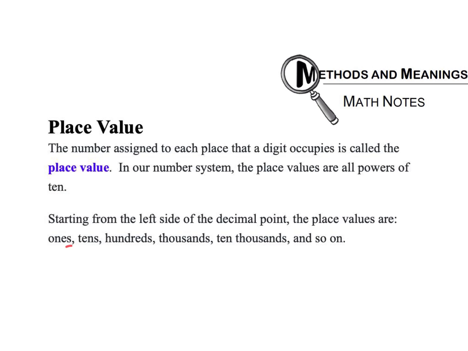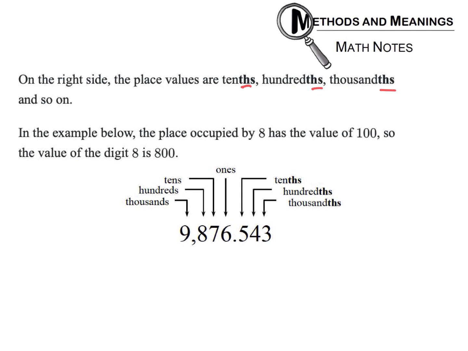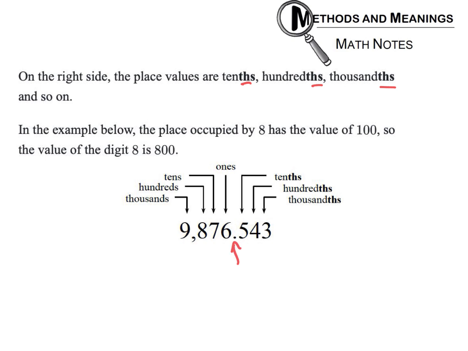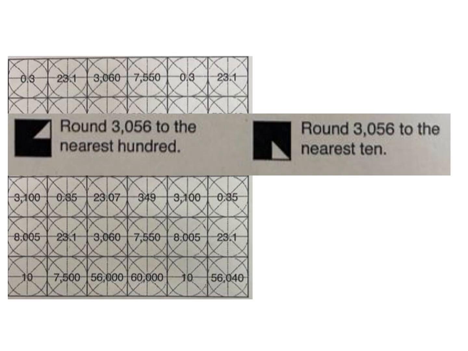Notice these on the left all end in S. These numbers are greater than a whole. The numbers on the right side are tenths, hundredths, thousandths. These end in THS. These values are less than a whole. The decimal point is represented by the word and. This page is in your math textbook, and now we'll be looking at how to access that online soon.